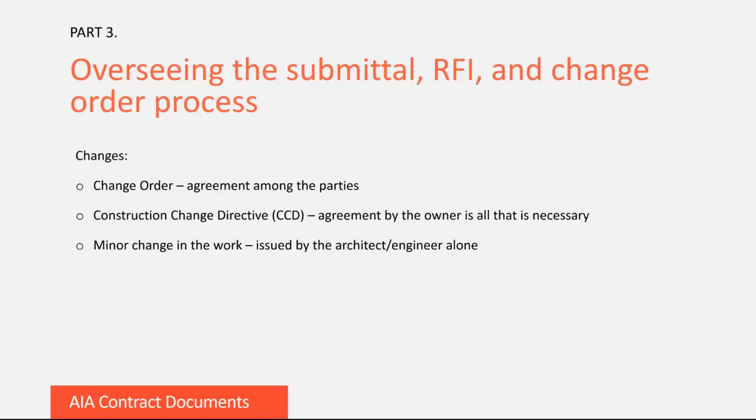A construction change directive, or CCD, may be used when there's limited time or disagreement regarding cost and time. There only needs to be agreement by the owner. When the parties agree on a cost and or time adjustment, a change order is issued to document that. If the parties only agree on a cost and time for part of the work under the CCD, a change order can be issued for that portion.